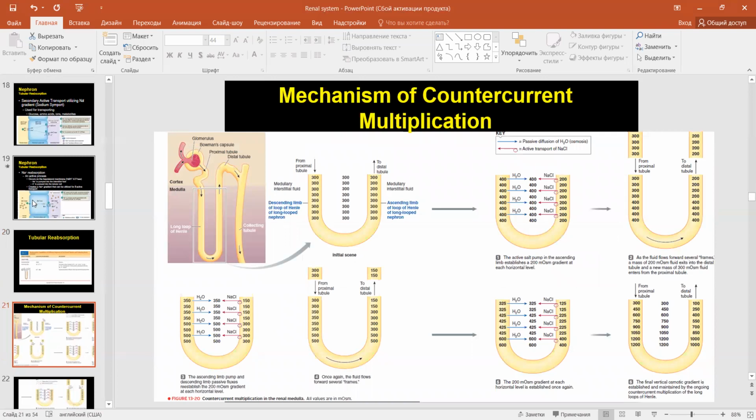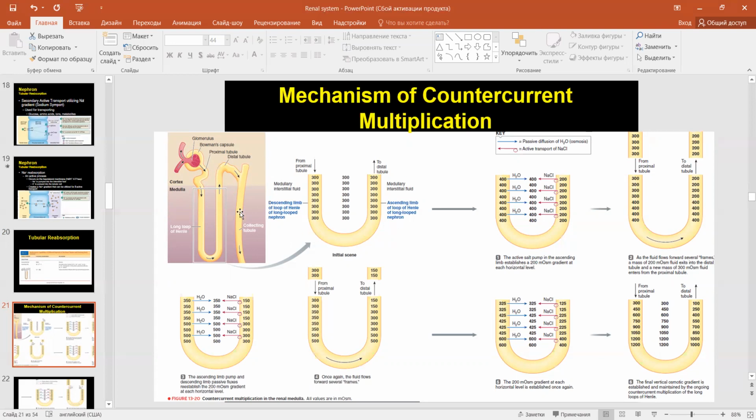So now let's talk in detail about the mechanism of countercurrent multiplication. The proximity and the countercurrent flow of the two limbs allow important interactions between them. Even though the flow of fluids is continuous through the loop of Henle, we can visualize what happens step by step.